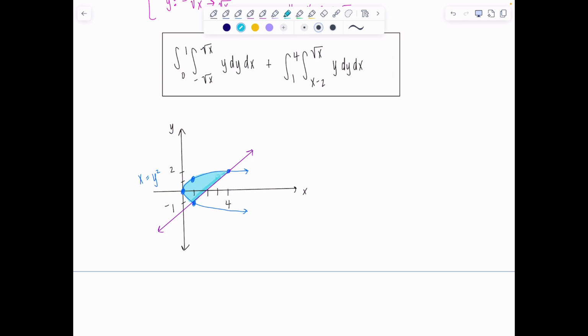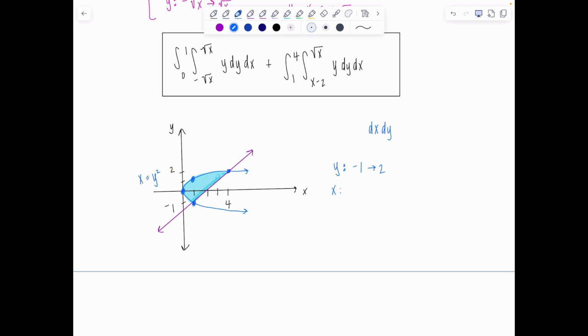So if we're going to bound it, there's a function on the right, function on the left, and this time we're going to go dx dy, right? So limits for y should be constant. The region is bounded between y equals -1 up until 2. So this is going to go -1 to 2.